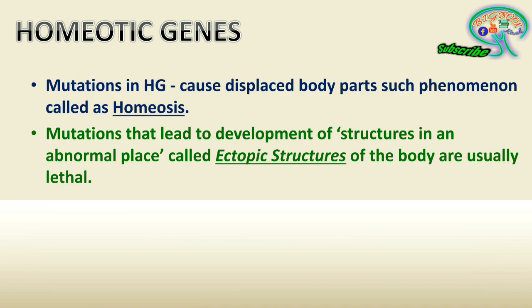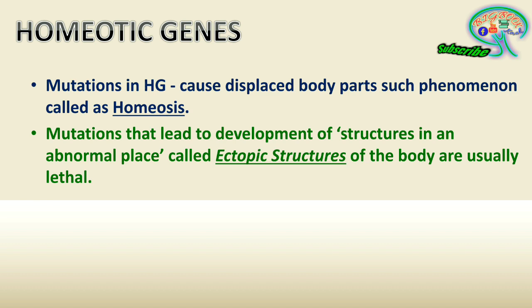So further in the next slide, mutations in homeotic genes cause displaced body parts, a phenomenon called homeosis. There is no need to explain in detail, as you know that there are some examples of homeotic gene studies in Drosophila melanogaster during its early embryonic stage, and also in Arabidopsis thaliana.